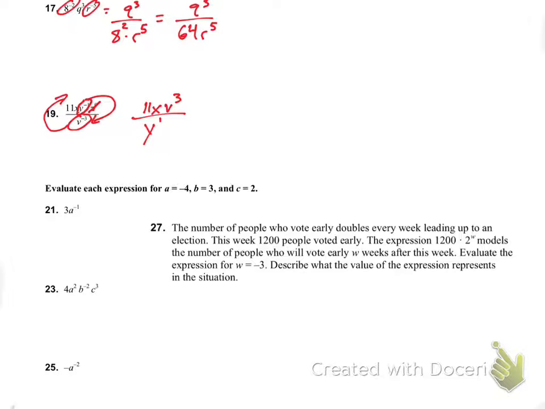All right, so evaluate. When you evaluate, all you need to do is plug in. So what you could do is solve these first. So like 3a to the negative 1. I know that I'm going to have to move a to the negative 1 to the bottom. So that'll be like saying 3 over a to the first power. So if a is negative 4, that'd be like saying 3 over negative 4 to the first power. And we know that negative 4 to the first power is just negative 4.